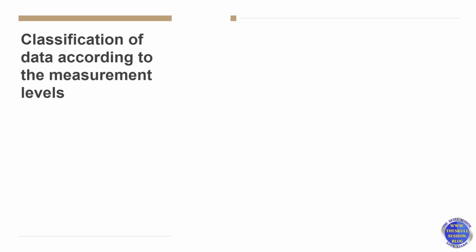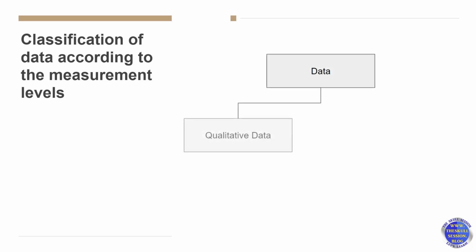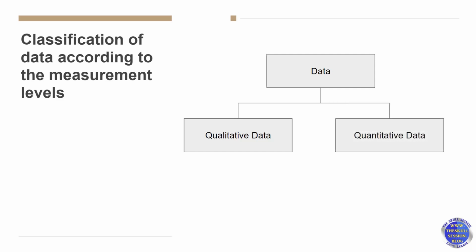The next important classification of data is according to the measurement levels. Now let us see how the measurement levels are categorized. Here the data can be a qualitative data or it can be a quantitative data. When you say qualitative data, we are talking about information which describes the quality of a particular unit.